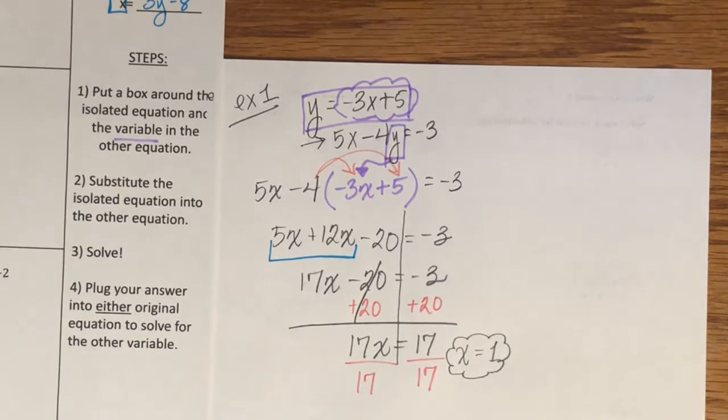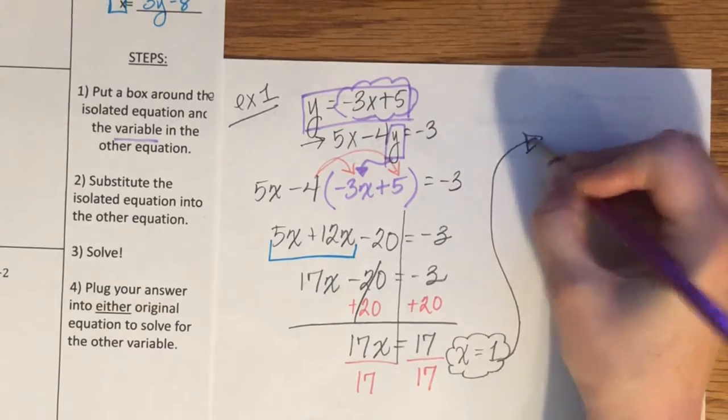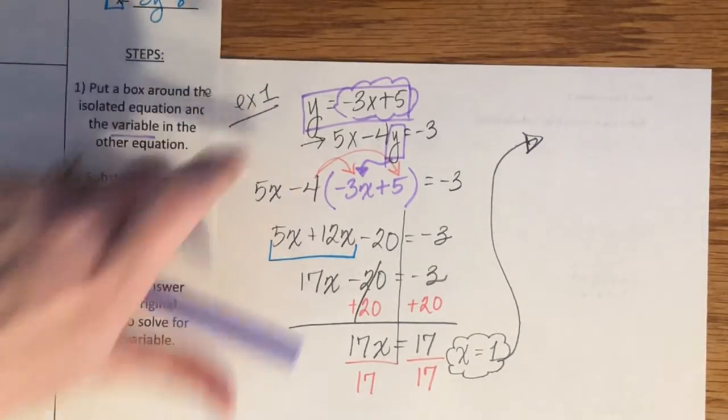Okay, but remember, the whole point of solving a system of equations is you want to know where the 2 lines intersect. And that means you need an actual point. And a point requires an x and a y. So I need to take x equals 1, and I need to choose one of these 2 equations to plug it into.